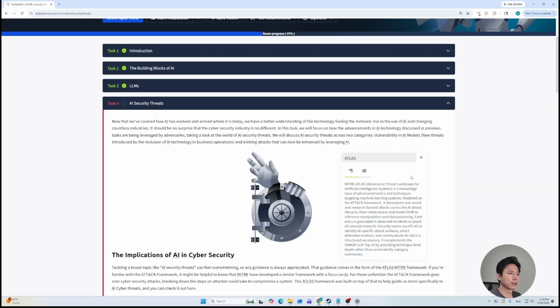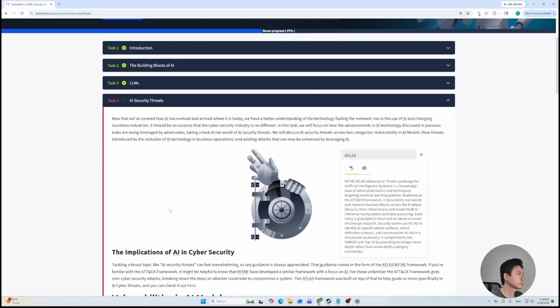Security teams use Atlas to identify AI-specific attack surfaces, select defensive controls, and communicate AI risk in a structured vocabulary. It complements the OWASP LLM Top 10 by providing technique-level depth rather than vulnerability category summaries.